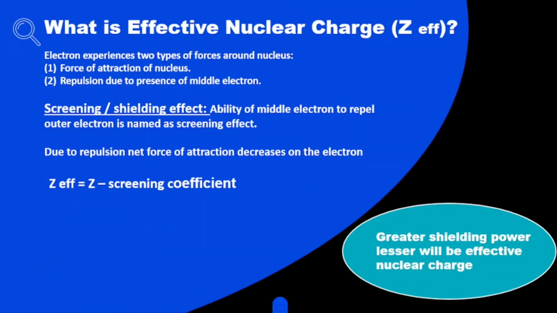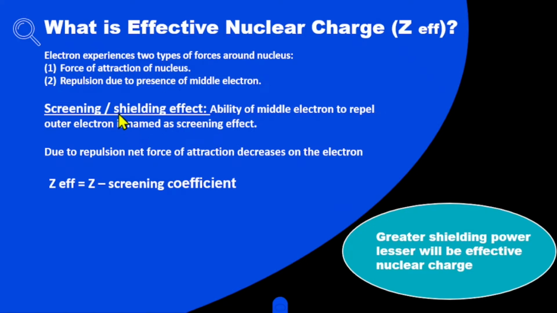So a big question arises: what is effective nuclear charge? To understand this, we should know that an electron experiences two types of forces around the nucleus: the force of attraction of the nucleus, and repulsion due to the presence of middle electrons. So the electron will experience a force of attraction as well as repulsion.